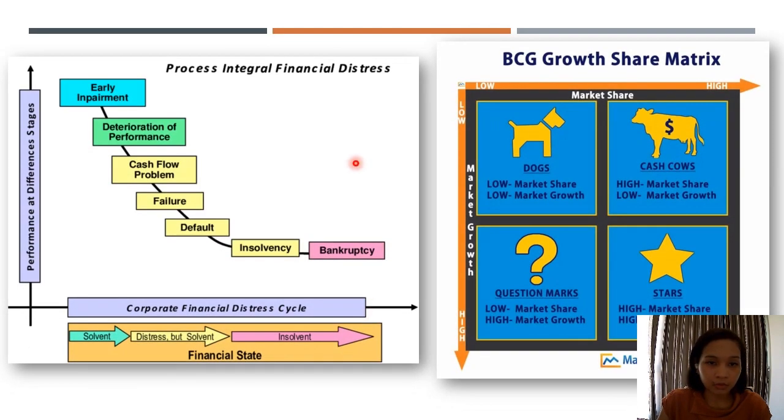The next part, we are going to talk about the process of financial distress. When we are talking about the performance at different stages, we have to understand these are the seven stages of performance differences, from the early impairment to the deterioration of performance, to the cash flow problems, to the failure, default, insolvency, and unfortunately, last but not least, bankruptcy.